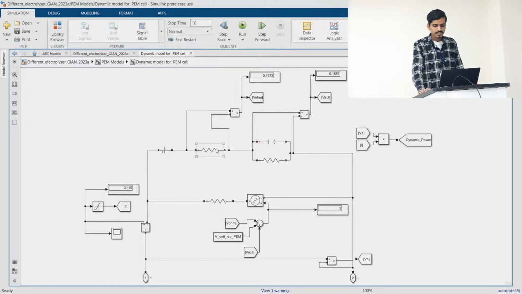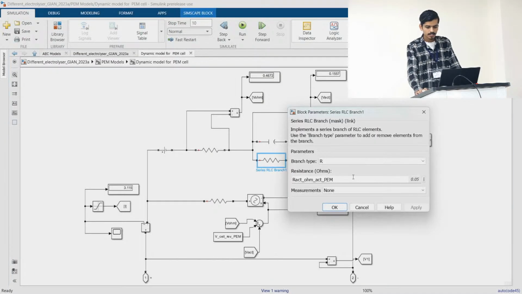In the previous case, we considered only ohmic losses for our electrolyzer. But as we all know, ohmic losses are not the only ones; we have other losses and terms also. So this one is for the activation overpotential. Here we add one more resistance. The value of that resistance is equal to 0.05. It is also mentioned in the table or .m file we are using.